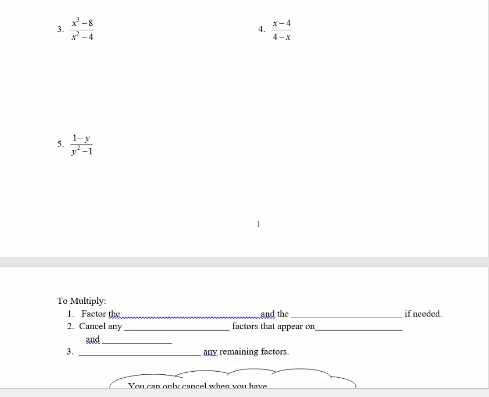So number 3. X cubed minus 8 over x squared minus 4. We definitely need to factor because we see the minus signs. X cubed minus 8 is that cubes formula. From section 6.3, in the cubes formula, a cubed minus b cubed turned out to be a minus b. Then we take a and square it, plus a times b, plus b, and then square it.